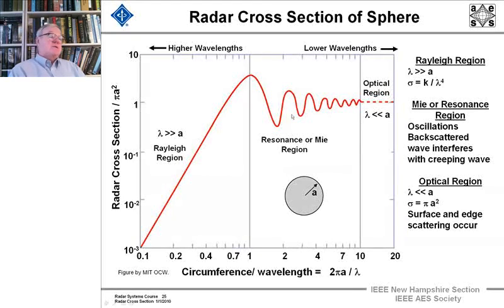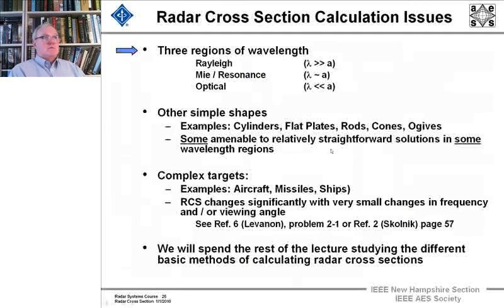So when you have scatterers on the object that are the same size as the wavelength, you have oscillations; backscattered waves interfere with the creeping wave for the sphere, and for other more complex objects. This is the simplest object you can imagine. Its cross-section does not change with aspect angle. It's the simplest. And you still have interesting effects taking place here that are non-trivial. So we have 3 regions to worry about.